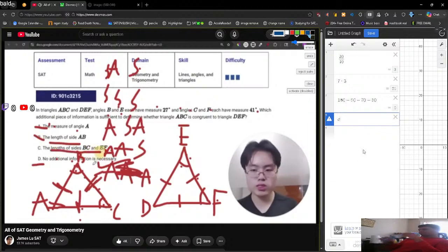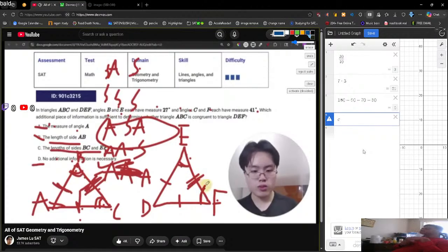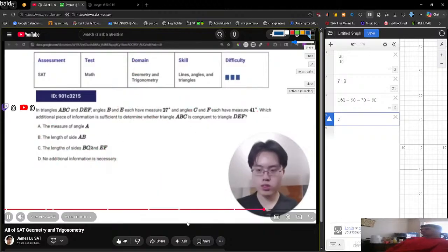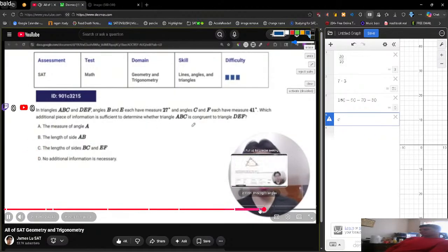Okay, the length of the side BC. So BC, yeah, and yes, that's angle side angle, right? Angle side angle. There's two angles. We know these angles are the same. This side is the same, and this angle is the same. Bam, that's angle side angle. So we have a way to prove that they're congruent, angle side angle, because it's one of the four that proves congruency. So C would work, because I would prove that these two triangles are congruent.